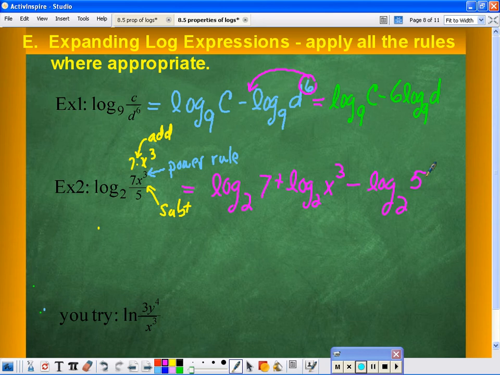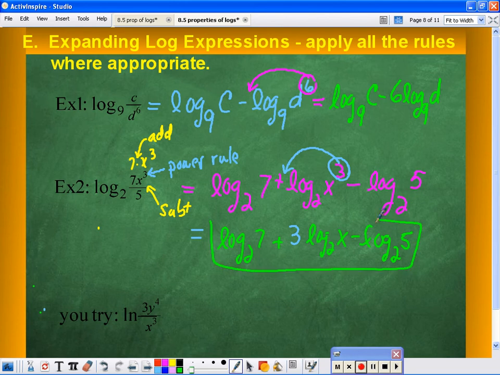Okay, and now I simply have to do one more thing here. I have to take that 3 and put it in the front. So rewriting everything else with the exception of that 3, I'm going to have log base 2, 7 plus 3 log base 2x minus log base 2, 5. And that is our answer right here. And this was our answer up here.